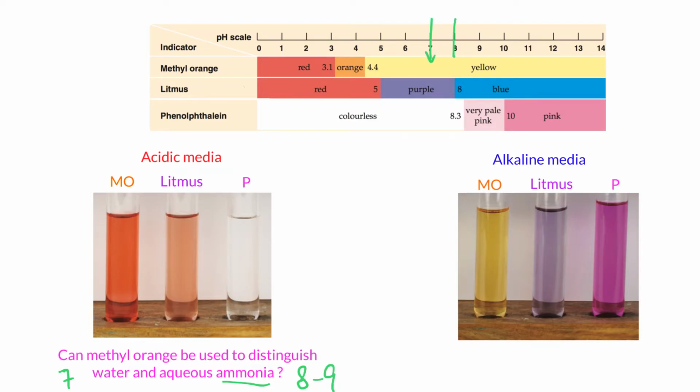And then 8 to 9, for this range, it will still be yellow. So you can see that methyl orange cannot be used to distinguish water and aqueous ammonia. When we want to determine the acidity and alkalinity of some solutions, we really have to pick a correct indicator to help us. More detail on this we'll learn in chapter 18.